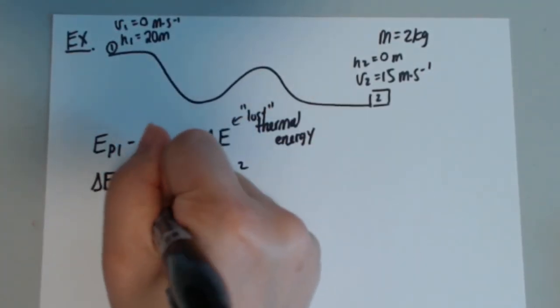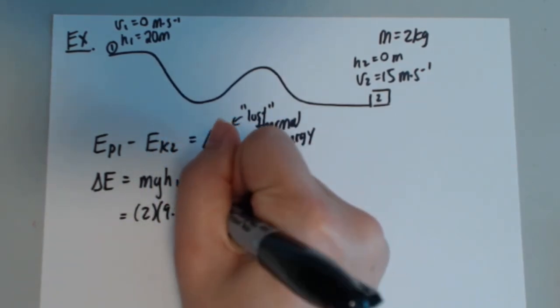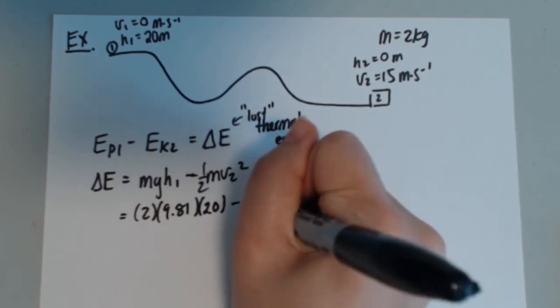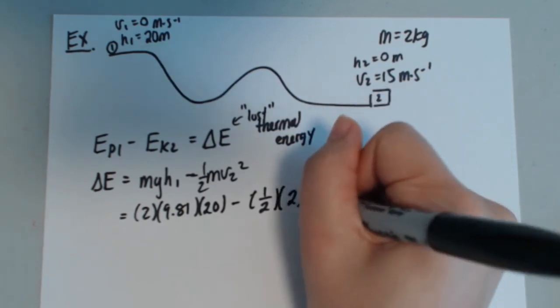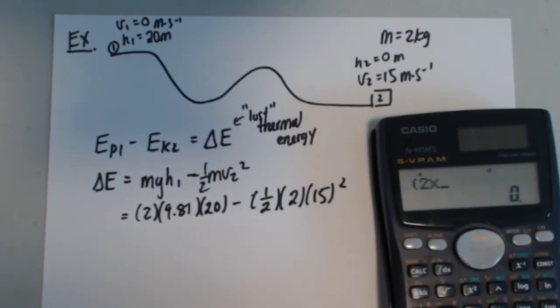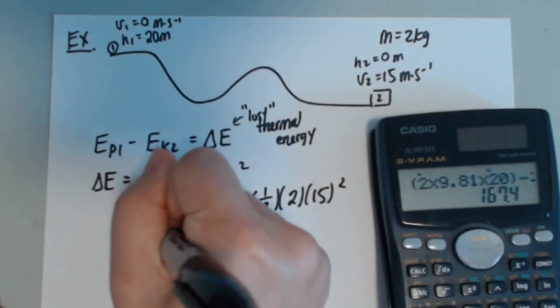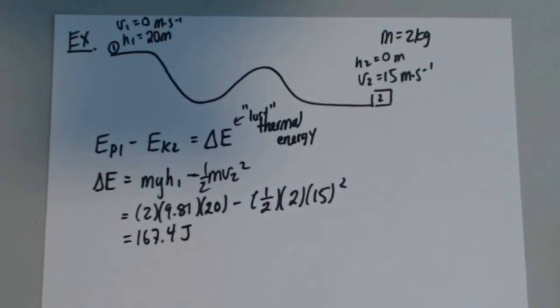So mass is 2 kilograms, g is 9.81, H1 is 20 meters, minus 1/2 m, which is 2, times V2 squared, so 15 squared. So 2 times 9.81 times 20 minus 0.5 times 2 times 15 squared gives 167.4 joules. So that means 167.4 joules of energy was lost because of friction due to heat.